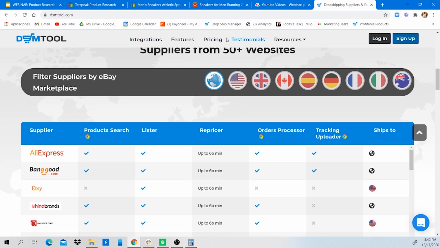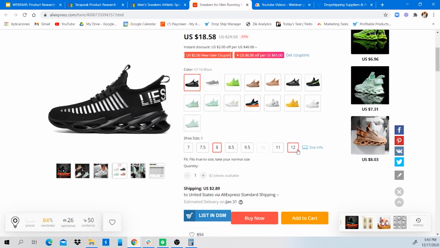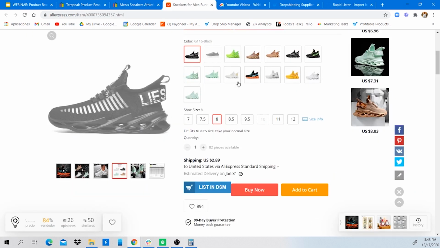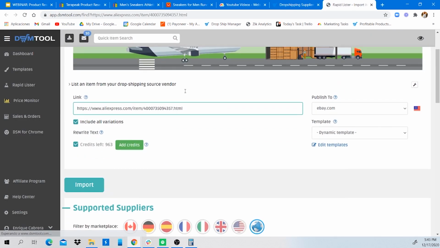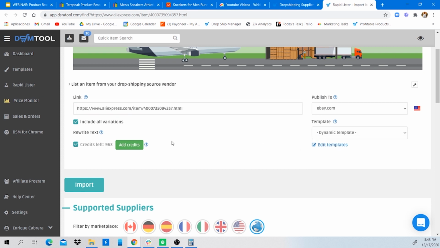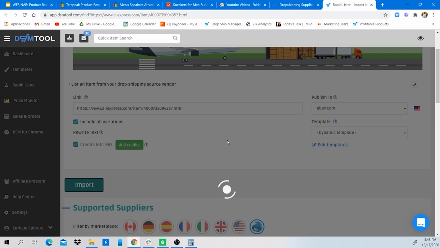And last but not least, by using DSM tool, you can also list quicker by using our rapid lister feature. If you want to source this specific item, then what we do is we go over here. We can publish it into eBay, choose any template we want for our store, and then just hit the import button to drag that item into the software.